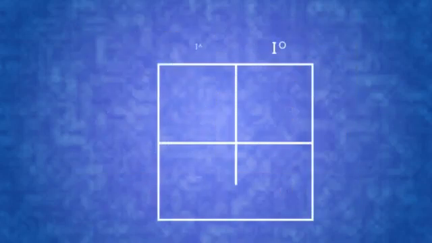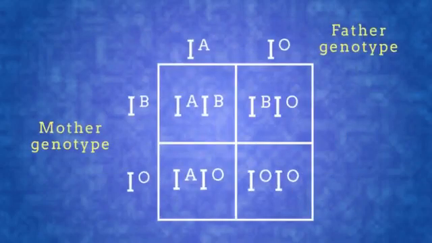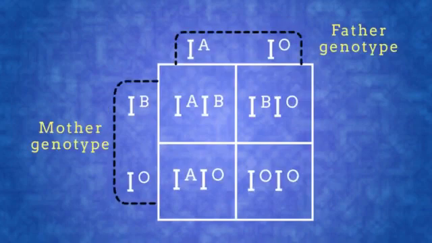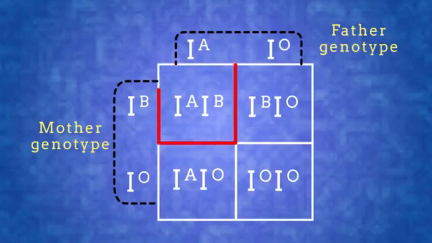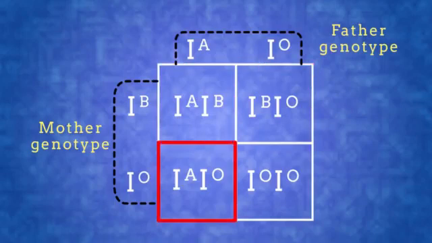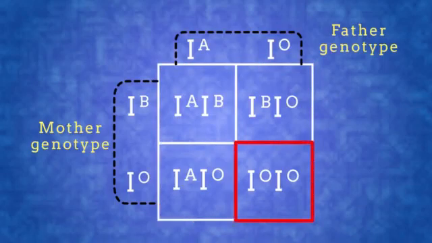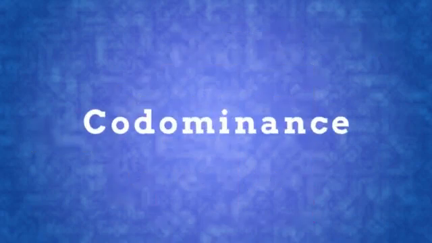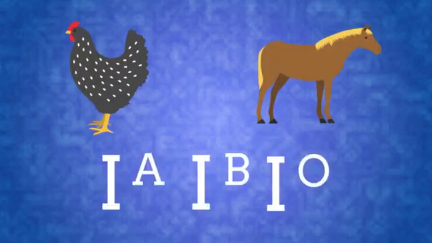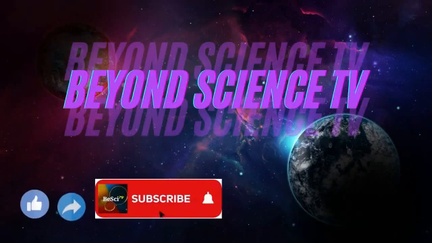If we look at this in a Punnett square, let's say the father has IA, IO, and the mother has IB, IO genotypes. Then the offspring could be any of these genotypes: blood group AB, blood group B, blood group A, or blood group O. The offspring has inherited the O allele from each parent. So there we have codominance. Sometimes neither allele takes dominance, and so both are expressed in the phenotype, as seen with speckled hens, roan horses, and even in our blood group.